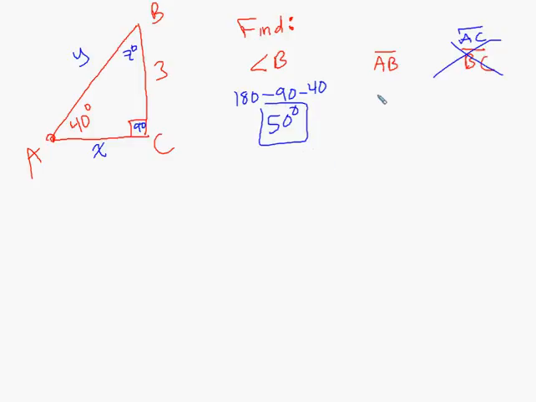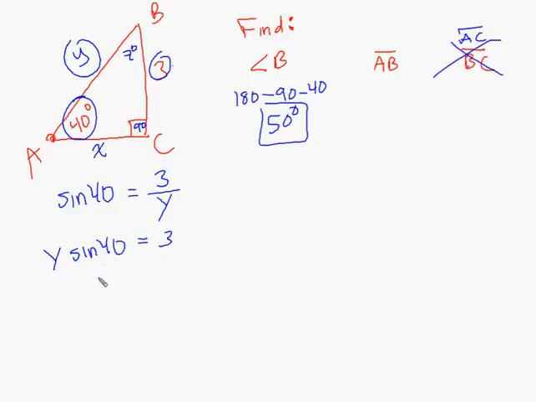All right, done. How do I find segment AB? This segment, using only the information I'm given. So I have this, and this. You use sine. Yeah, opposite over hypotenuse. So sine of 40 equals 3 over the hypotenuse. Now what do we do? Multiply by the hypotenuse. So what's 3 divided by sine 40? 4.7.